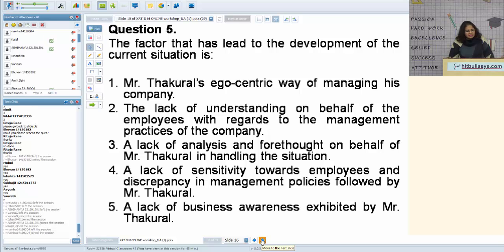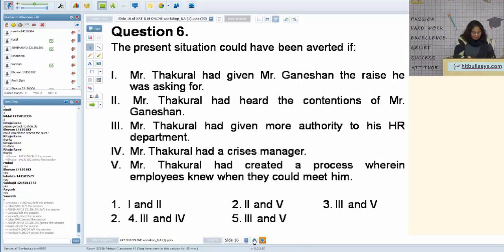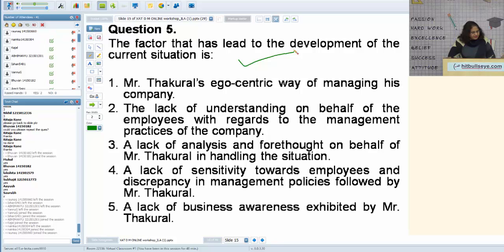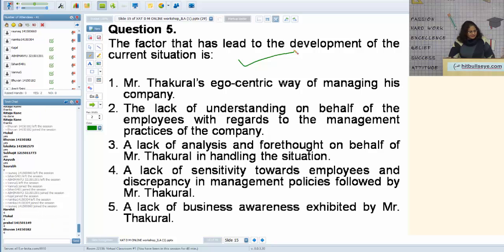The question stem here asks for the factor that has led to the development of the current situation, which is the factor. Mr. Thakural's egocentric way of managing the company, lack of understanding. Just read them.